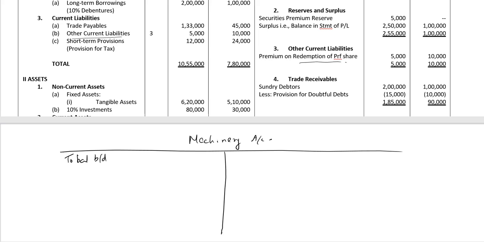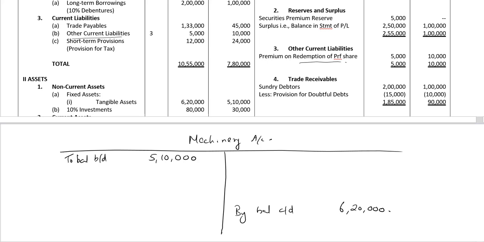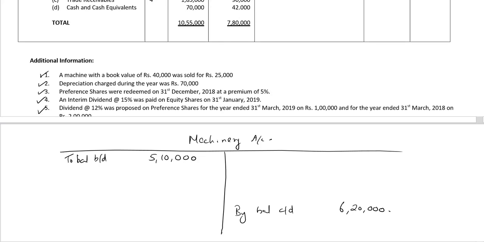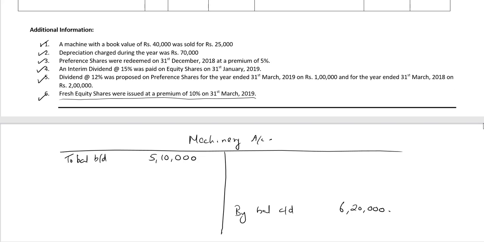To balance brought down 5,10,000 rupees. And the closing balance, by balance carried down, 6,20,000 rupees. We'll move on to the additional information. In point 1, a machine with a book value of rupees 40,000 was sold for 25,000 rupees.